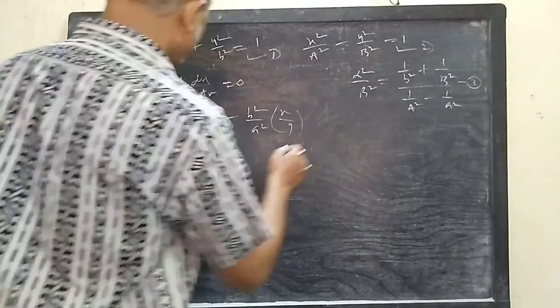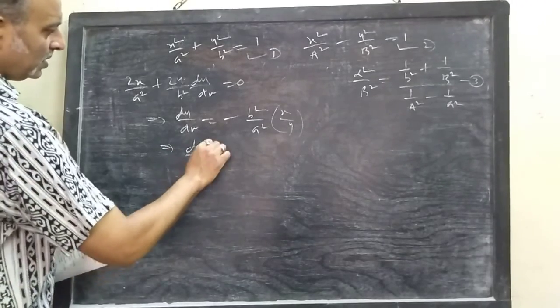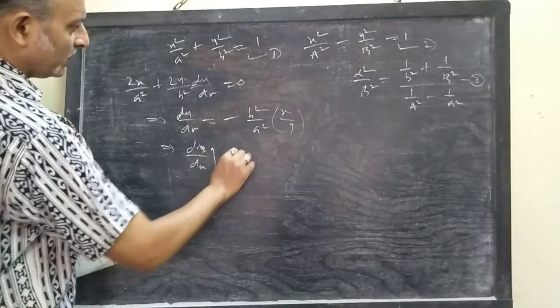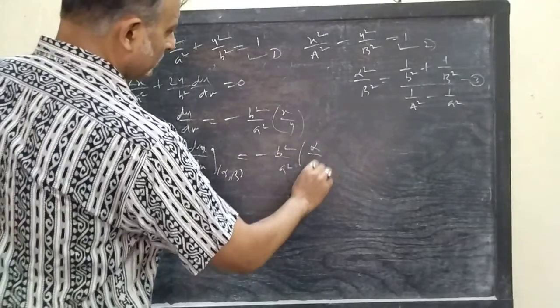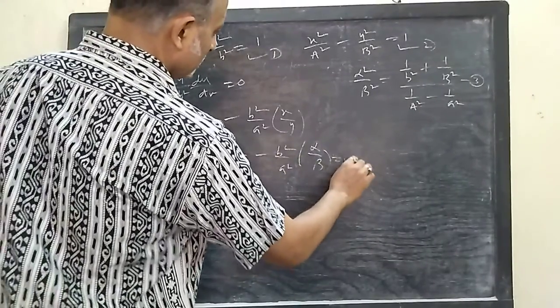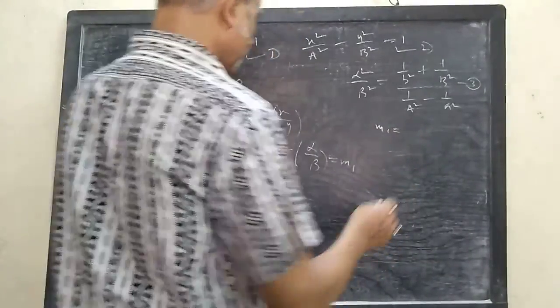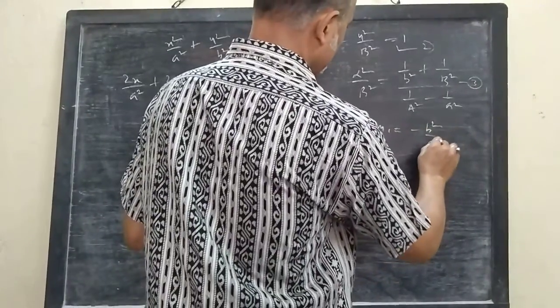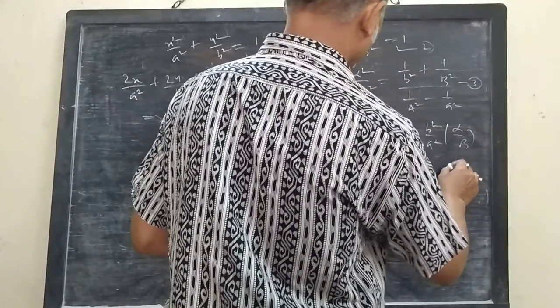That implies dy/dx at (alpha, beta) becomes b square by a square into alpha by beta. We consider this as m1 and write this result here: m1 equals minus b square by a square into alpha by beta.